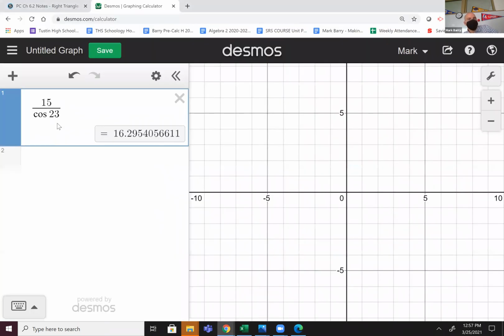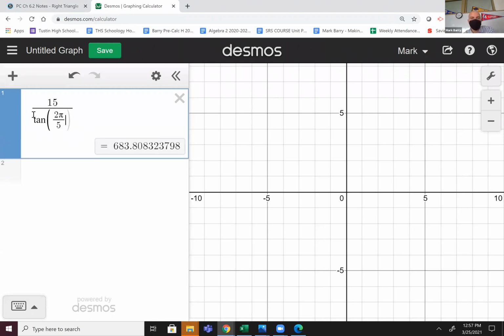All right, so let's head back to the calculator. 15 over tan 2 pi. And remember on Desmos, if you want pi, you could just type pi, 2 pi over 5. So you can see here that the answer says 683.8. Now, that answer does not seem reasonable considering this triangle, right? That is way too big for this triangle. And that's not the correct answer.